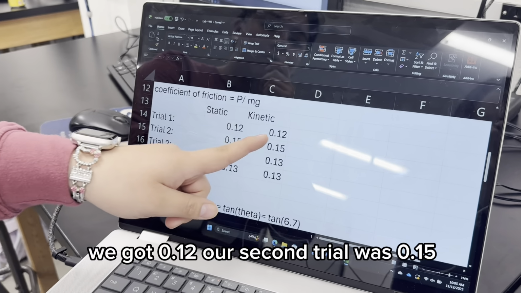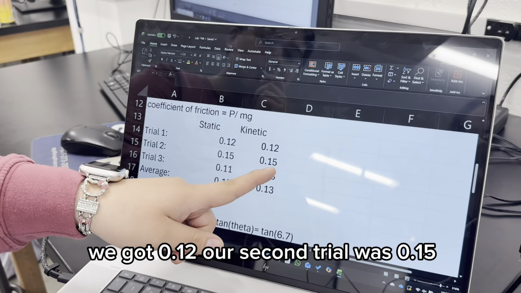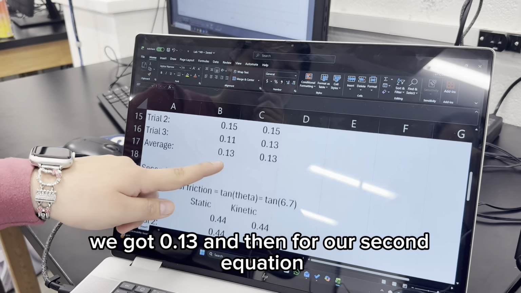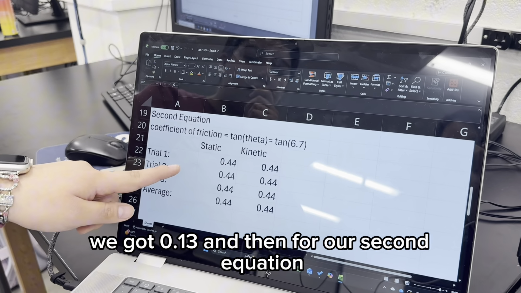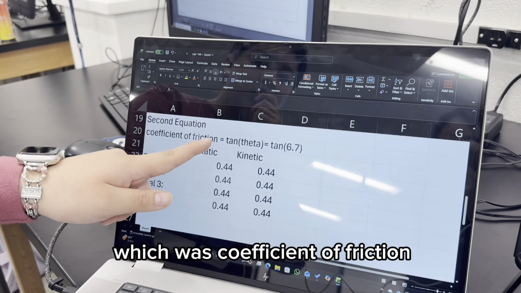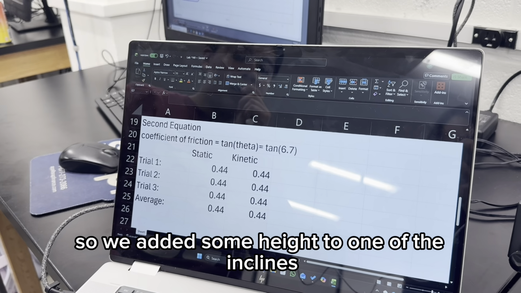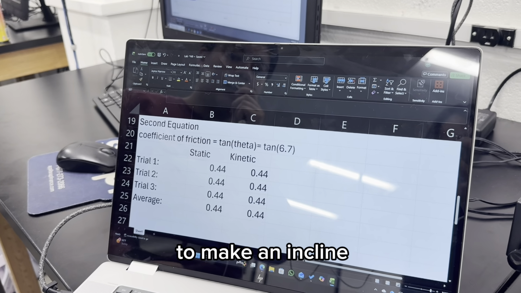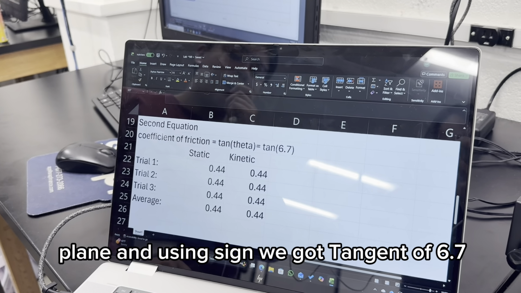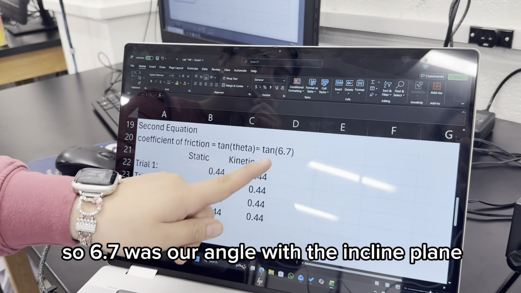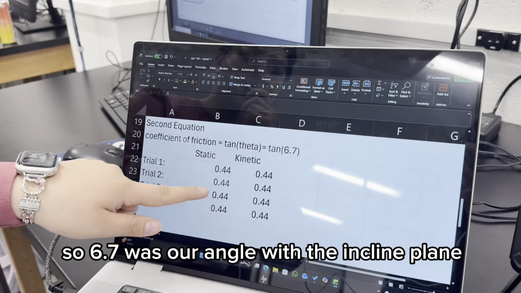So our first trial we got 0.12, our second trial was 0.15, third trial 0.13, and for our average we got 0.13. And then for our second equation, which was coefficient of friction equals tangent theta, we added some height to one of the inclines to make an incline plane, and using sine we got tangent of 6.7. So 6.7 was our angle with the incline plane.